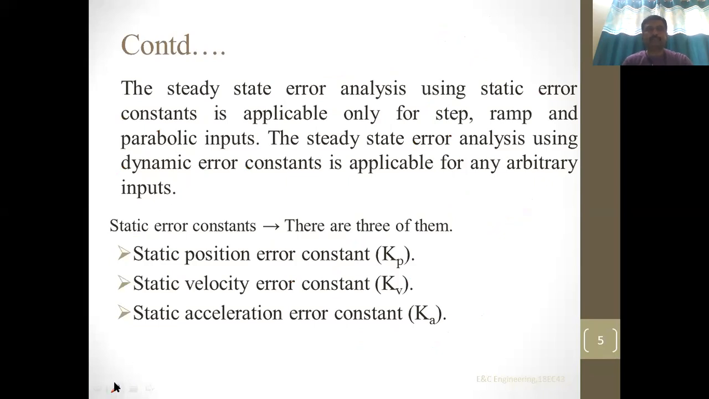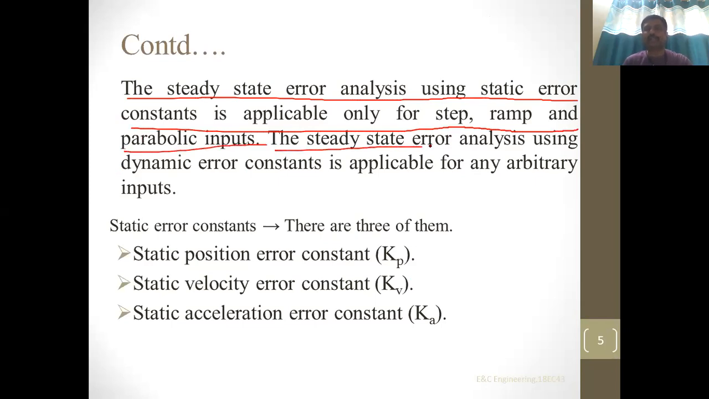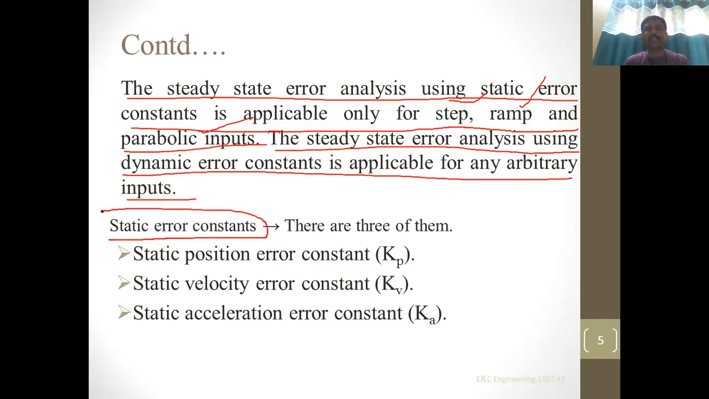Now, the steady state error analysis using static error constants is applicable only for 3 inputs: step, ramp and parabolic inputs, as I told you. And the steady state error analysis using dynamic error constants is applicable for 3 arbitrary inputs, that is step input, ramp input and parabolic inputs. With respect to the analysis, we come across 3 static error constants: Kp, Kv and Ka.